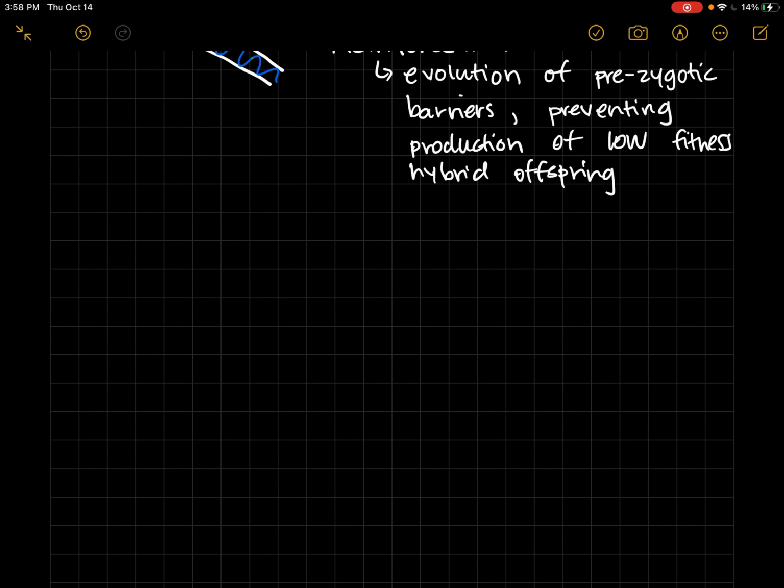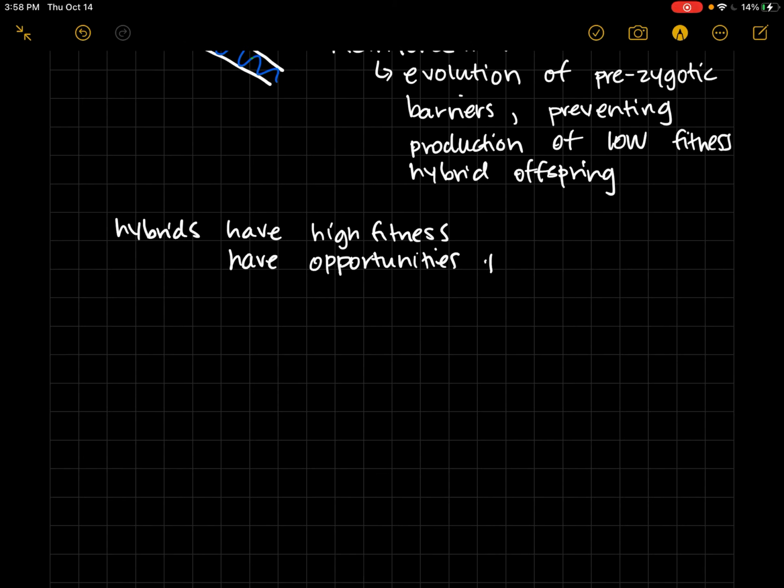Okay, and there's one more thing that can happen. What if the hybrids have high fitness? So the hybrids have high fitness. They have opportunities to mate with parent species. And really importantly, not only do they have high fitness in their own niche in the hybrid zone, they also can invade the other zone. So they have high fitness, and they can live in the ecological zones of the original species as well.